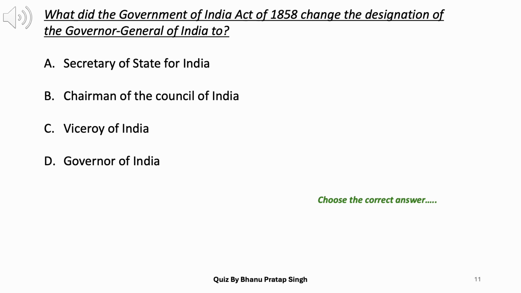11. What did the Government of India Act of 1858 change the designation of the Governor-General of India to? A. Secretary of State for India. B. Chairman of the Council of India. C. Viceroy of India. D. Governor of India.